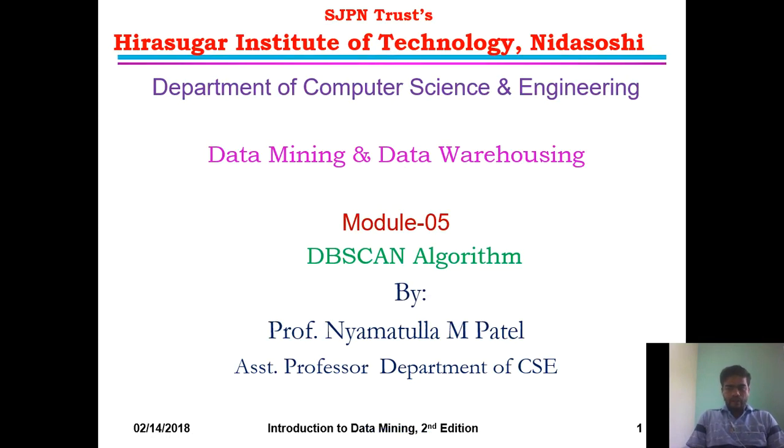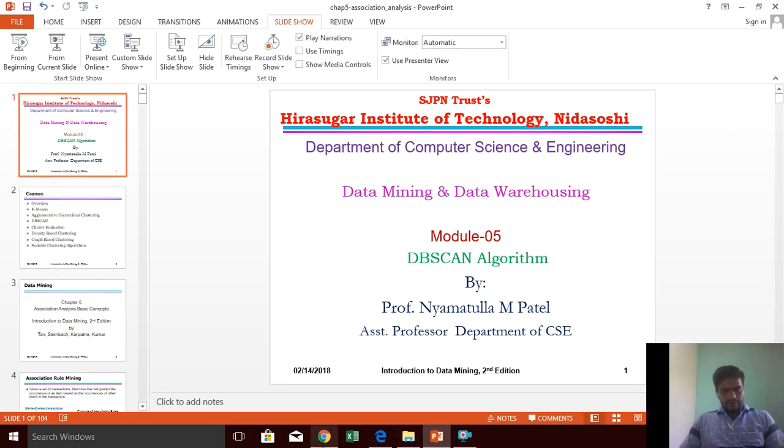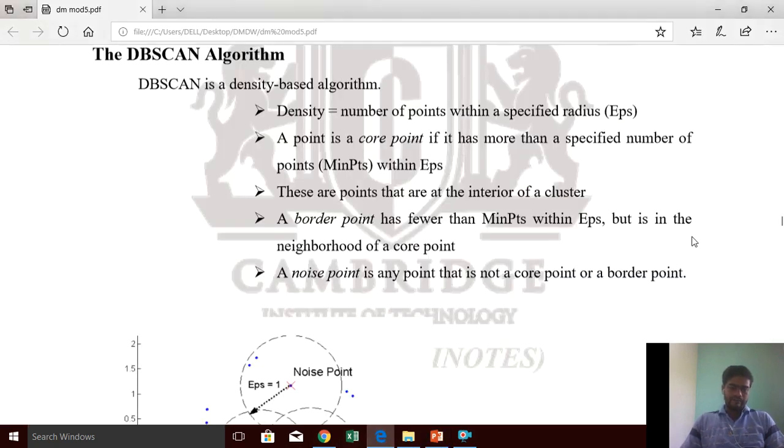So, dealing with the subject data mining and data warehousing. Coming to module 5, today we are going to discuss the DBSCAN algorithm. So, what is DBSCAN? Density-based spatial clustering of applications with noise. Whenever we are clustering based on the density of points or objects in the presence of noise, we apply the DBSCAN algorithm.